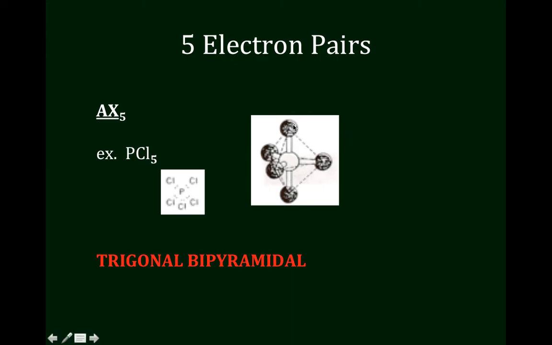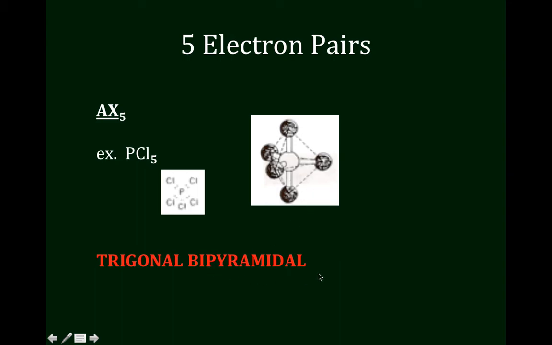If we think of it as the Earth, this would be like North Pole, this is South Pole, and then these 3 things are all part of the equator. So we end up with a triangle around the middle, and then it points up and it points down. So trigonal equator, triangle in the middle, bipyramidal. We have a pyramid here and we have a pyramid at the bottom.